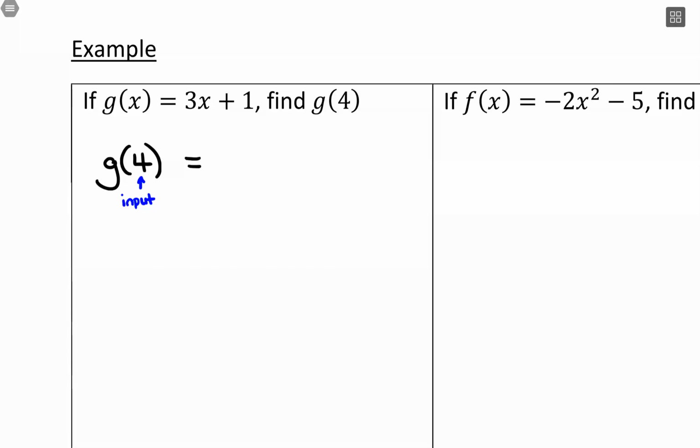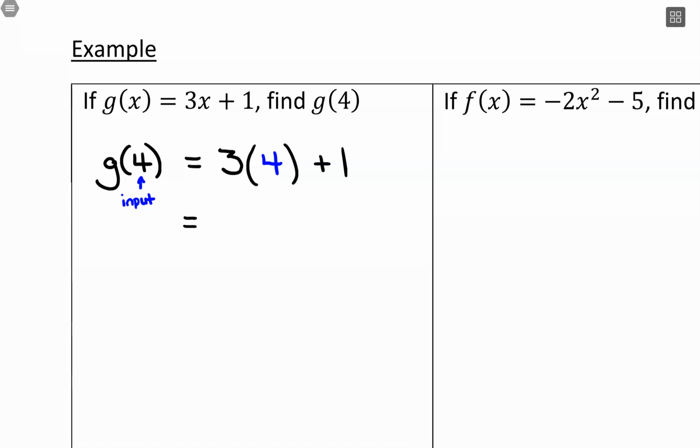In fact, something I like to do is take what they give us, and wherever I see my variable x, I'm going to throw in parentheses, times 3, plus 1. Because it's telling us no matter what the input is, we want to multiply it by 3 and then add 1 on. In this case, we're plugging in 4 for where x is.